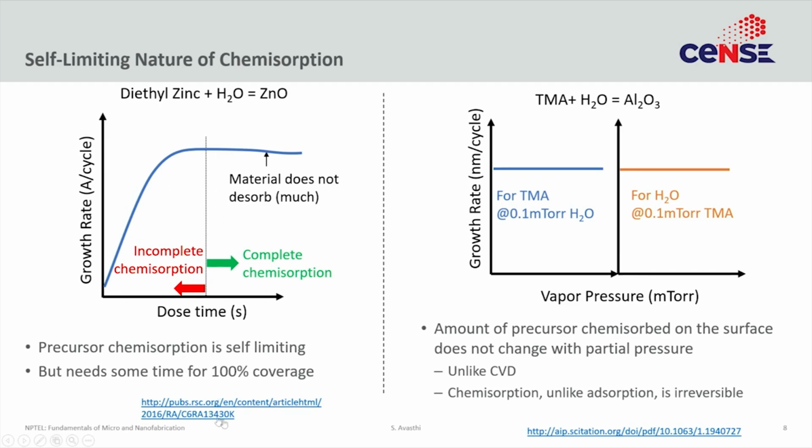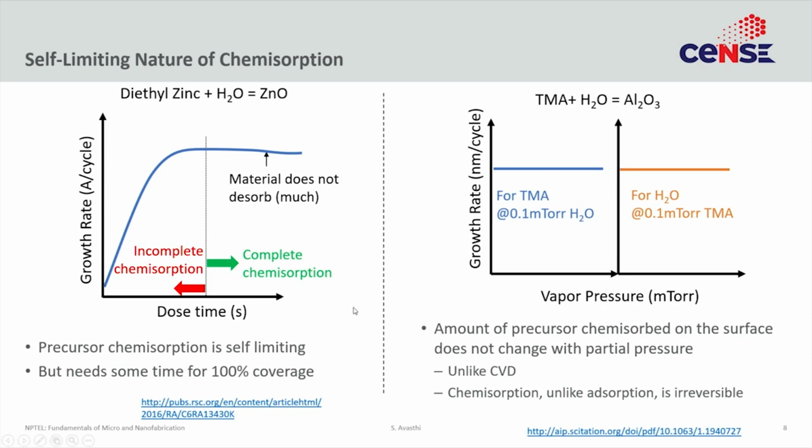So, for details you can always look at this reference. Now, the second thing to understand about chemisorption is its dependence on partial pressure. If you remember the CVD lecture, we continuously talked about how partial pressure is one of the key parameters to control the growth rate in CVD. No matter what regime you are in, no matter what type of reactor you have, partial pressure will always change the growth rate. ALD is very different because the reaction is irreversible.